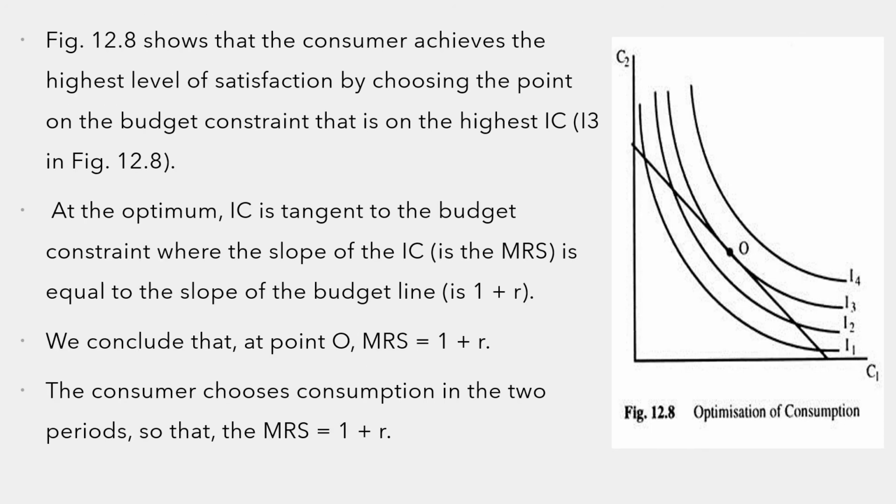The figure shows that the consumer achieves the highest level of satisfaction by choosing the point on the budget constraint that is on the highest IC. At the optimum point, the IC is tangent to the budget constraint, where the slope of the IC is equal to the slope of the budget line. We can conclude that at point O, the MRS is equal to 1 plus R. The consumer chooses consumption in two periods so that the MRS is equal to 1 plus R.